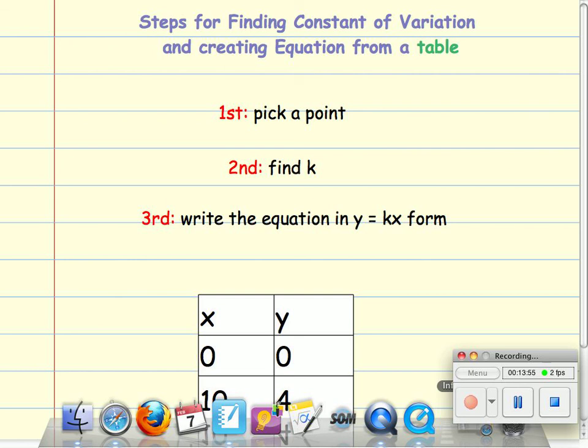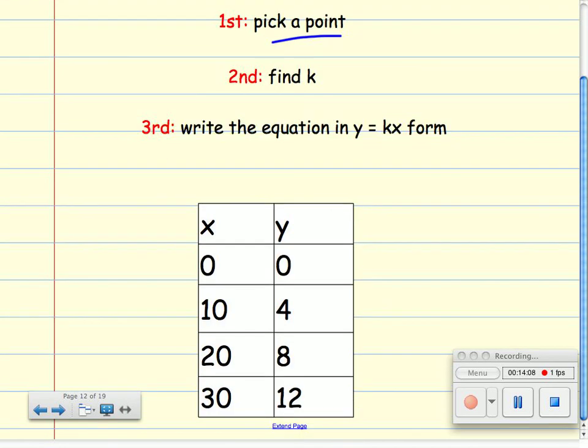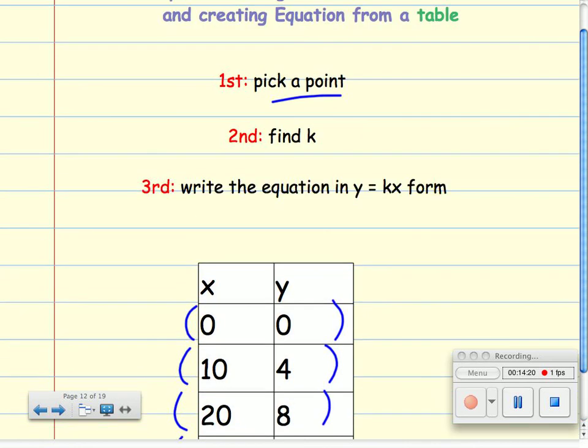All right, sometimes you're given a table and you're going to be asked to write the direct variation equation from it. The steps behind it, you want to first pick a point. Reminder that when you have a table, you're given a bunch of points. This is a point, that's a point, that's a point, and that's a point. You need to make sure to pick a point, but you cannot pick 0, 0, because you will never find out what k is.